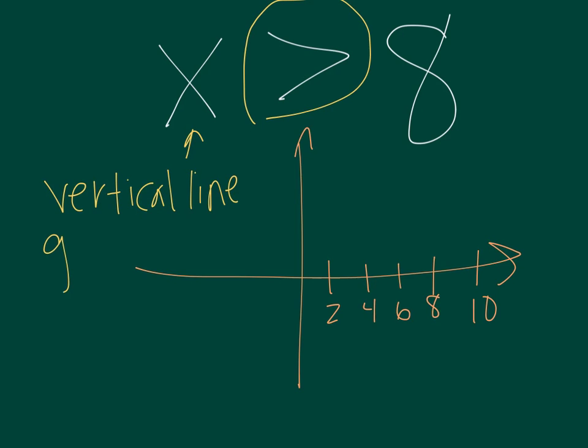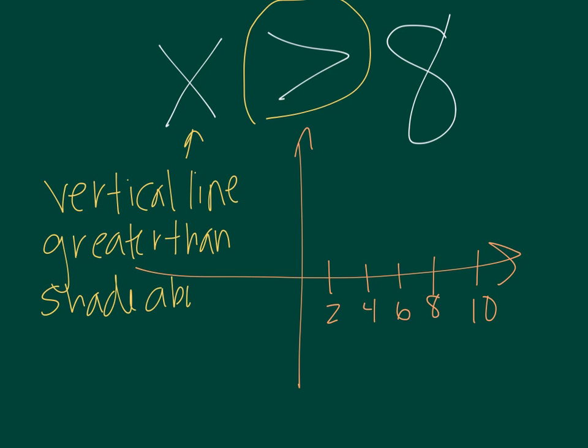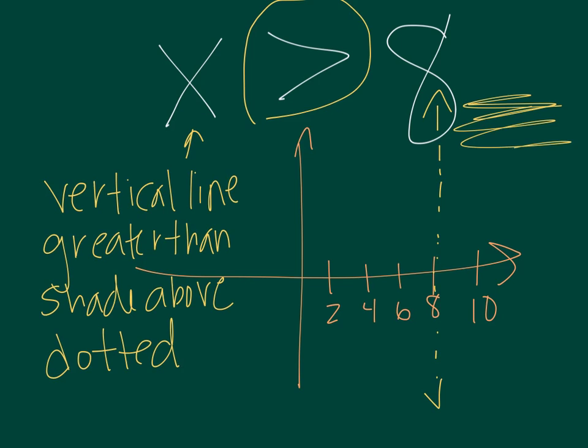We know it's a greater than. We know we're going to shade above. And we know that it's going to be dotted. So I'm going to make a vertical line on 8 with a dotted. Put my arrows in. Now, obviously there is no up or down because we have a vertical line. So when I mean shading above, we're going to look at the number line. So on the right, numbers are bigger, so we're going to shade on the right.